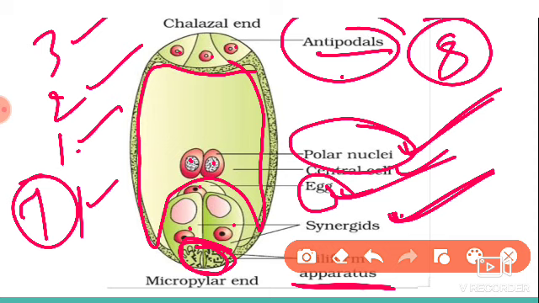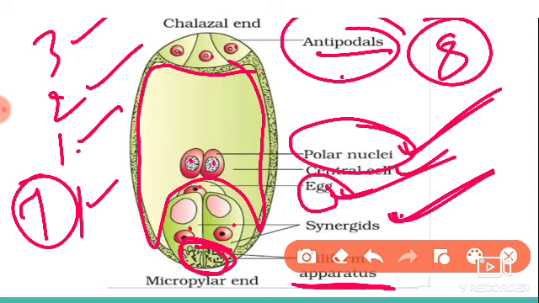Students, please remember, this is very important. In the March 2020 question paper, they asked the question: explain the structure of the female gametophyte. For that you have to draw the diagram, explain all these cells, where they are present, and their functions. I think all of you understood this concept. If you have any doubt you can ask.